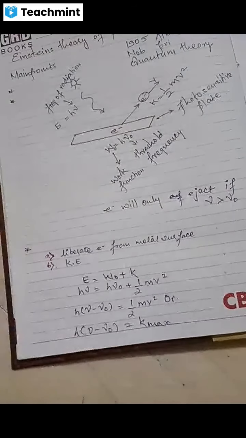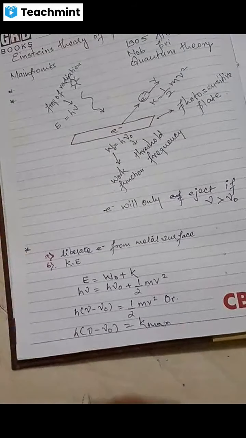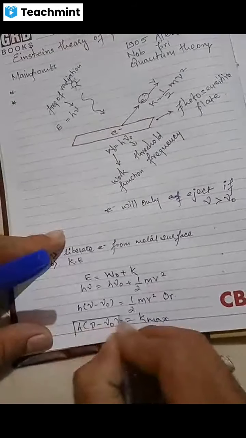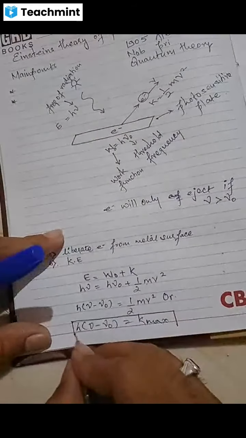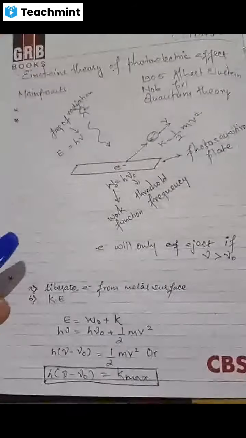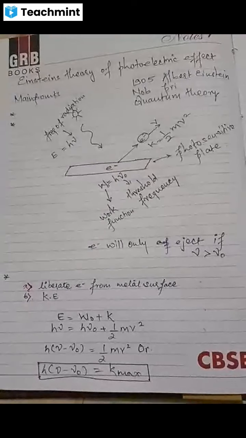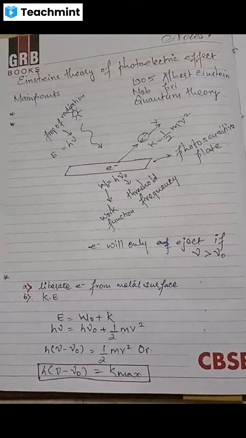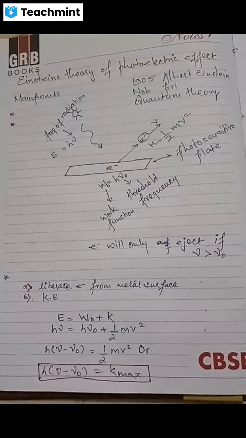So the maximum kinetic energy which the electron has after it comes out of the metal surface will be given by h(nu minus nu naught). So this is the extent of the kinetic energy the electron will possess when it is coming out of the surface of the metal.